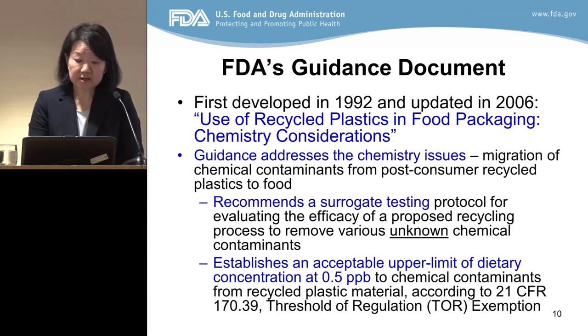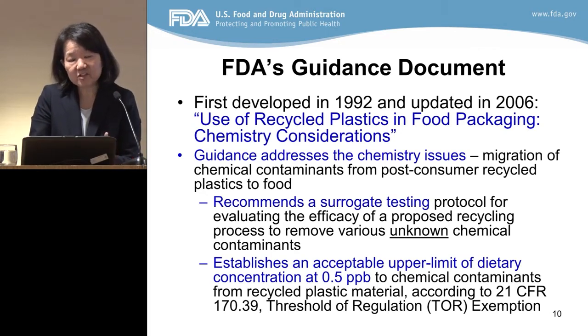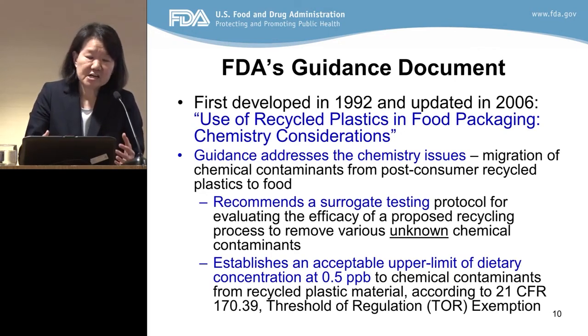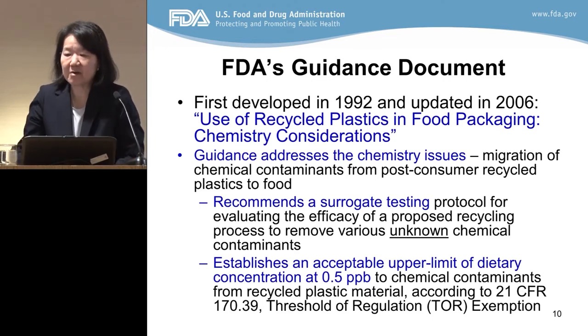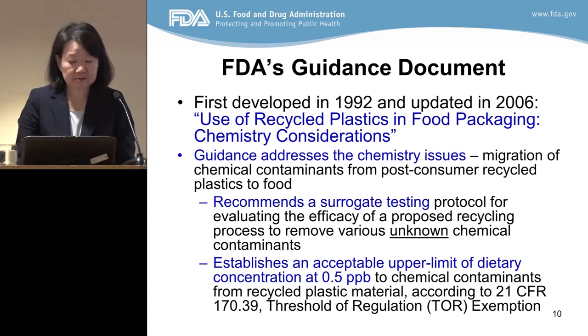In that guidance document, we did two things. One is to recommend a surrogate testing protocol for evaluating the efficacy of a proposed recycling process to remove various unknown chemical contaminants, because we don't know what kind of pesticide people used at home. We might know a little bit in terms of what potential chemical would be, but we don't know exactly what the consumer misused that bottle with before discarding the bottle and it being collected for recycling.